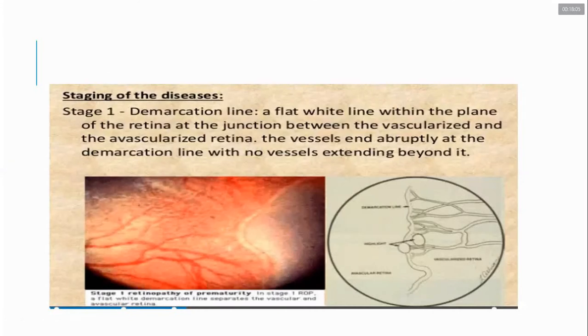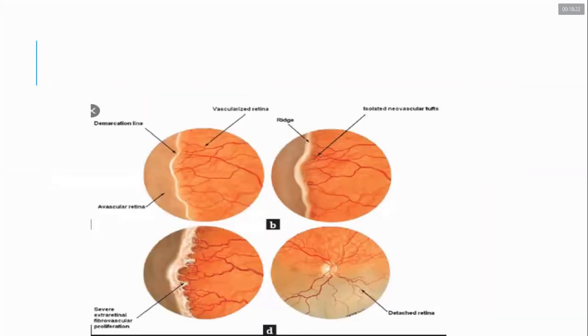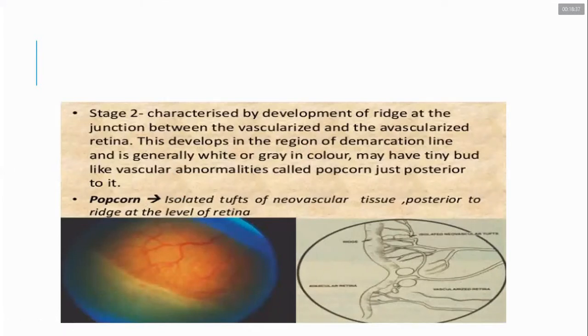The vessel ends abruptly at the demarcation line with no vessel extending beyond it. So you will not see any vessels beyond this, and you will just see the vessels over here and all the vessels end over here. So the demarcation line, you remember, is stage 1. This is the demarcation line, and when the ridge is formed, stage 2, when this fibrovascular proliferation is there, stage 3, and this is the retinal detachment.